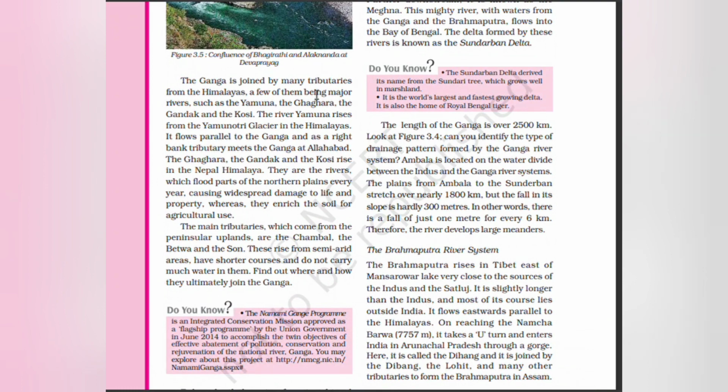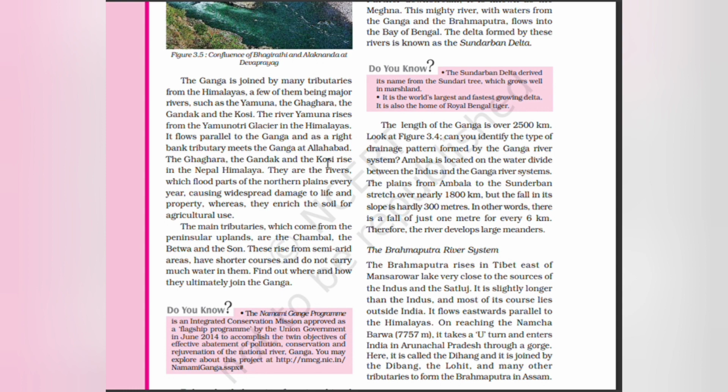The Ganga is joined by many tributaries from the Himalayas, a few of them being major rivers such as the Yamuna, Ghaghara, the Gandak, and Kosi. River Yamuna rises from the Yamunotri Glacier in the Himalayas. It flows parallel to the Ganga, and as a right bank tributary meets the Ganga at Allahabad.